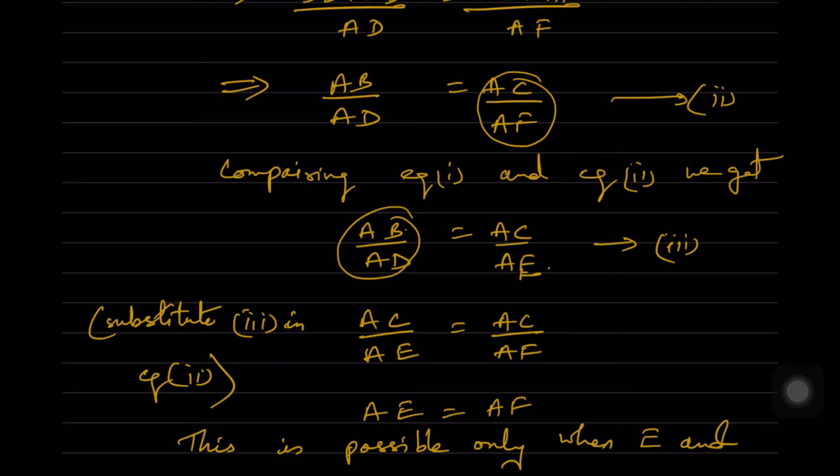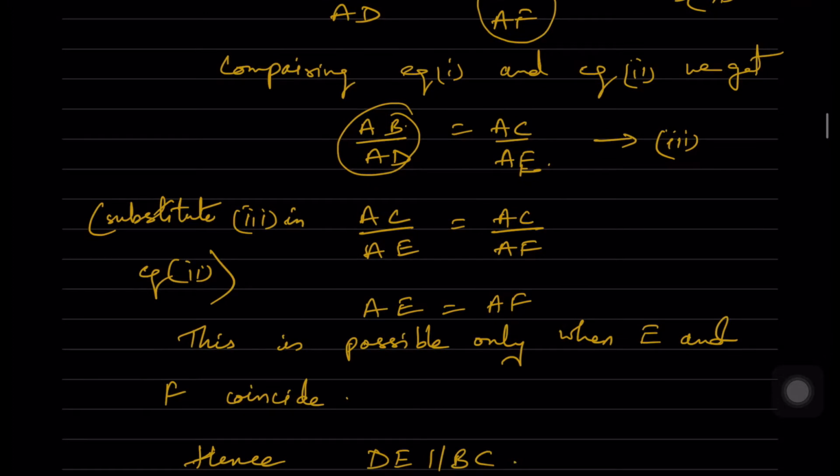That means you are getting AC by AE is equal to AC by AF, which means AE is equal to AF. Therefore, this is possible only when E and F coincide with each other. These are not two separate points, they have to be the same point. When they are coinciding with each other, then only this can happen. Then only you can tell that L is parallel to BC.